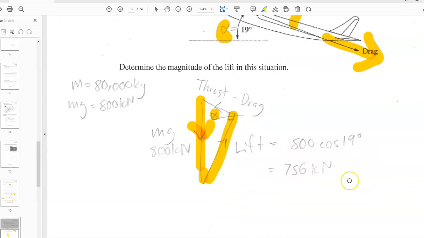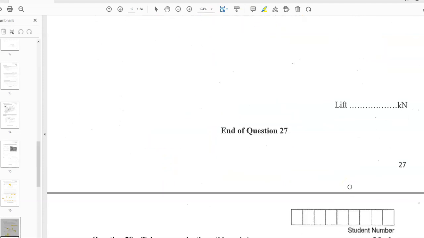Easy question, right? If I know that the weight is 800, well, the lift is going to have to be smaller than the hypotenuse, but it's going to be close. If someone just drew this and they wrote 700, I'd give them a mark for that, right? If someone drew this diagram and they wrote 800, 700, I'd give them a mark, right? Because they're like, it has to be close, it has to be less. Yeah? Okay.